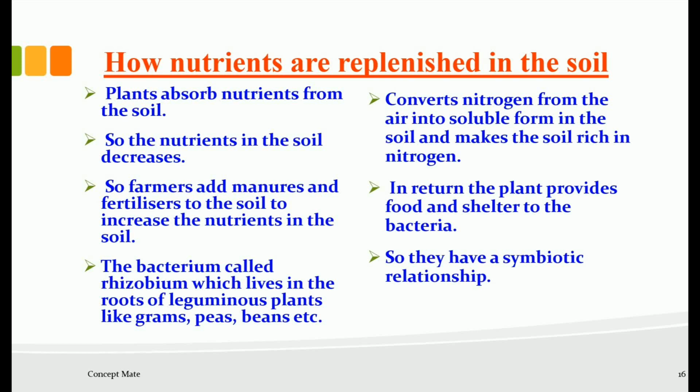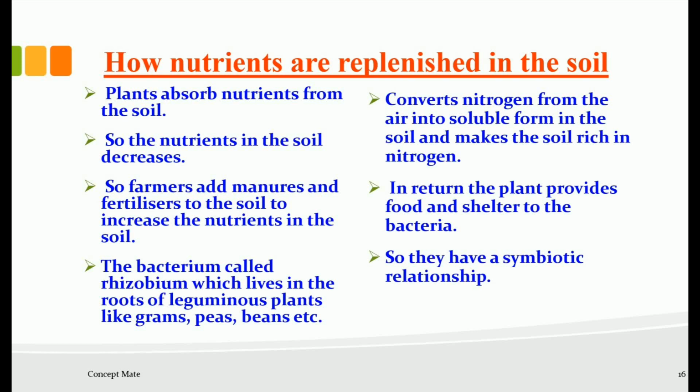There is a bacterium called rhizobium. It lives in the roots of leguminous plants like grams, peas, beans, etc. This bacterium converts nitrogen from air into soluble form in the soil and makes the soil rich in nitrogen. In return, the plant provides food and shelter to the bacteria. So in this process, both the plant and the bacterium are in a symbiotic relationship.